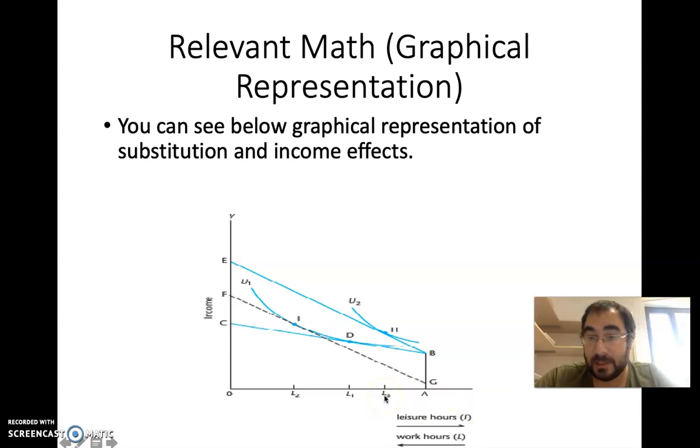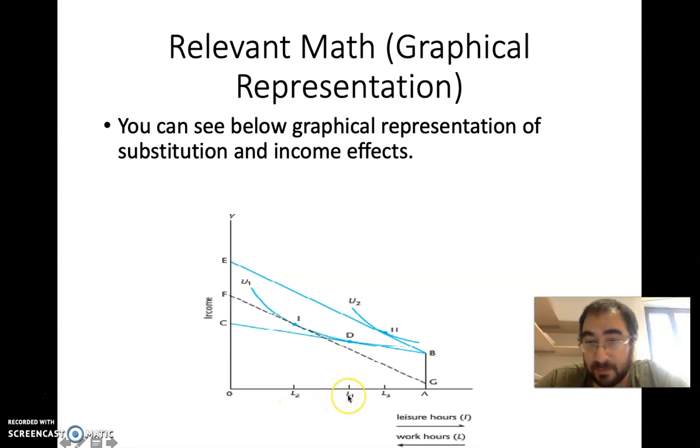The income effect, on the other hand, is explained by the fact that we now have a higher income as a result of this wage increase, so working the same amount of time will provide us more income. Using this income, we are able to buy more leisure time. So in this case, the income effect is measured by L2 minus L3. Well, L3 minus L2, that is negative. So we will decrease our labor time as a result of the income effect.